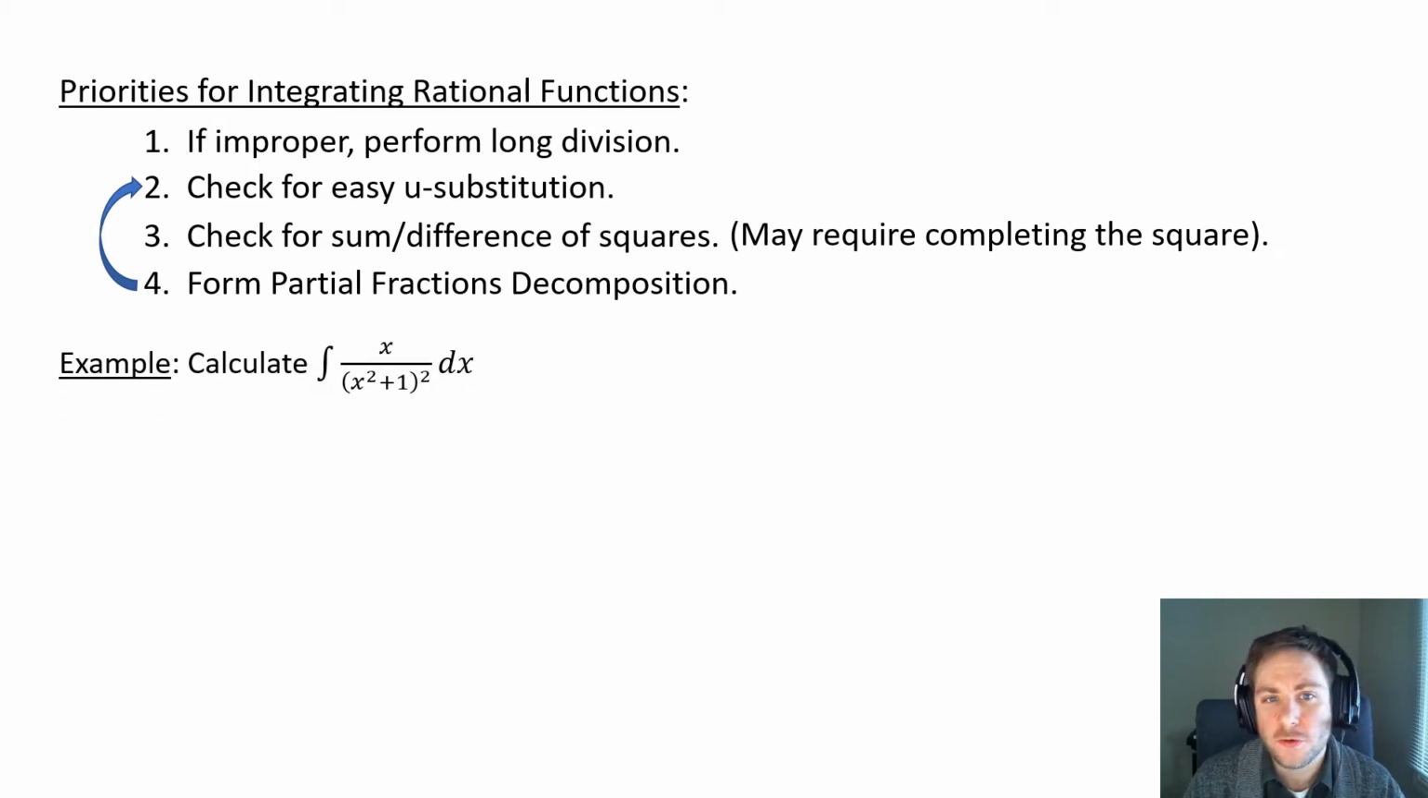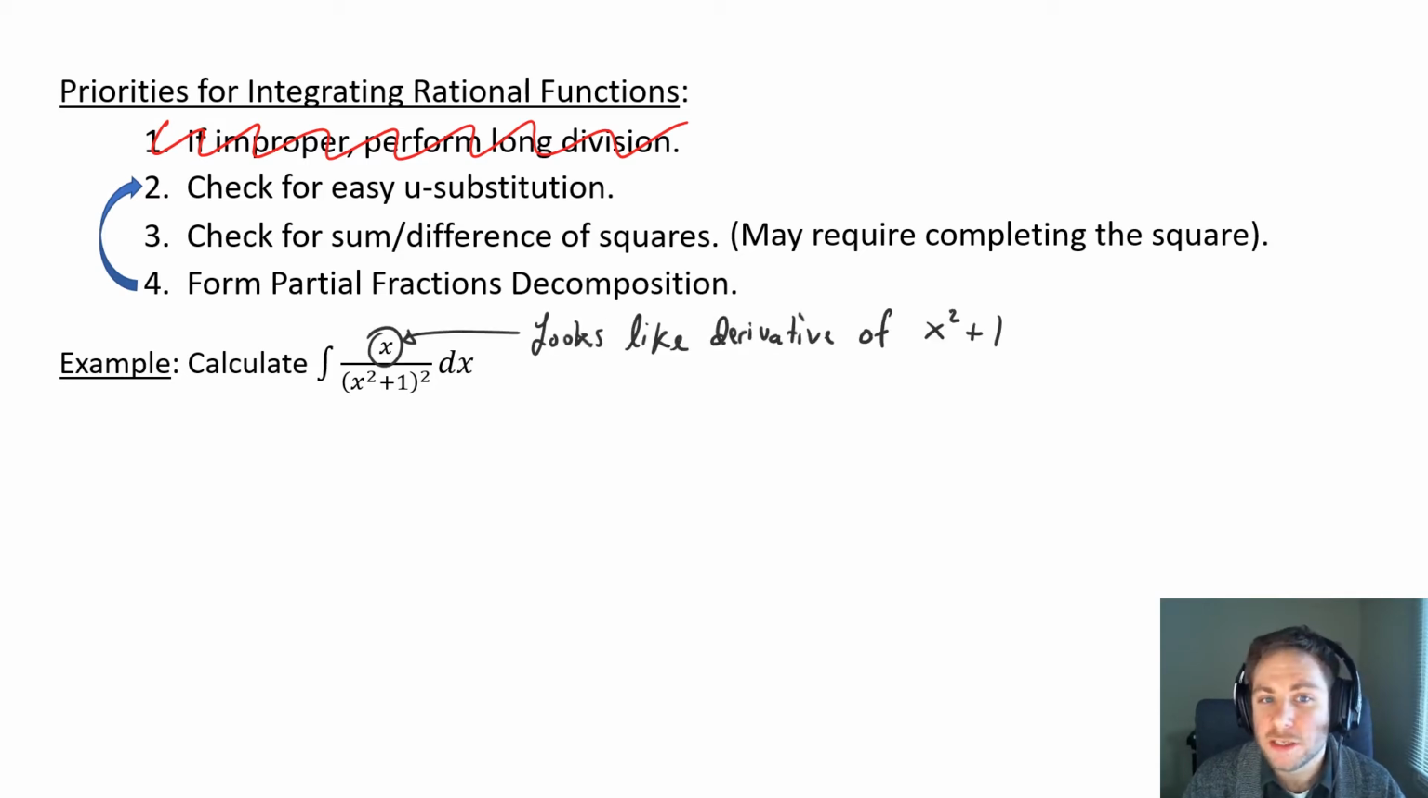Try this one on your own, and when you're ready, let's continue. First note that this is a proper fraction, so there's no need to perform long division here. So next, we look for an easy u substitution. Notice this x in the numerator looks very much like the derivative of x squared plus 1 that we see in the denominator, and this strongly suggests that a u substitution could work.